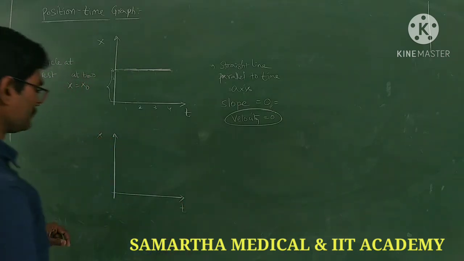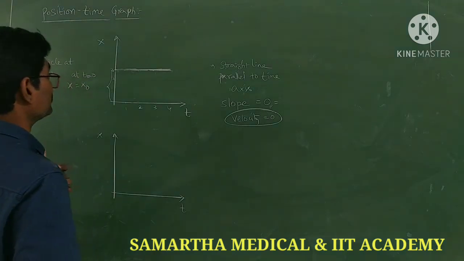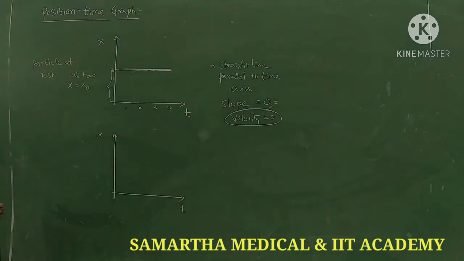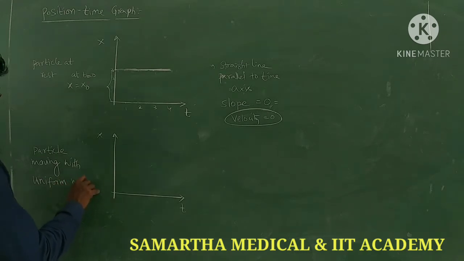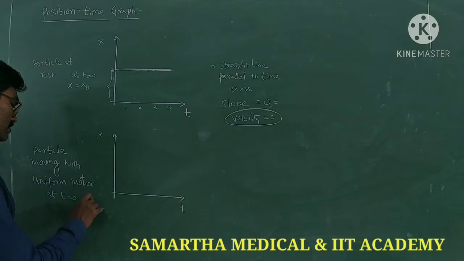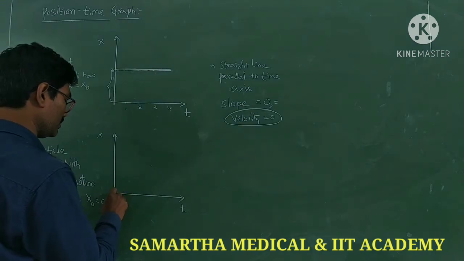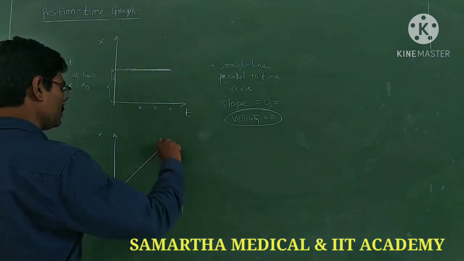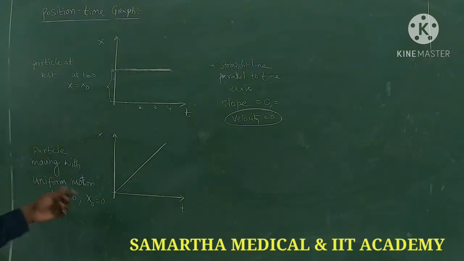Position-time graph, next: the particle is going with a uniform velocity. Particle moving with uniform motion. Uniform motion means as time changes, at t equal to 0, x naught is 0. So the particle starts from here and you will get a straight line like this, right? This is the particle moving with uniform motion.